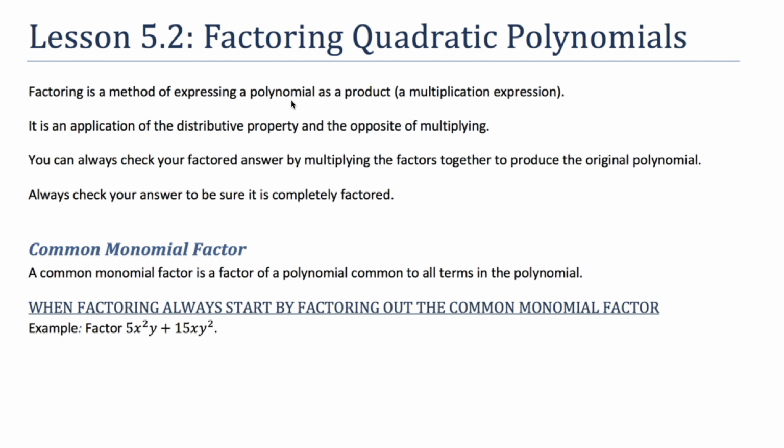So it's an application of the distributive property. It's kind of undoing multiplying. So it's called factoring, splitting things into factors. The nice thing is once you're finished, you can always check your answers by multiplying it back out using the distributive property or using the idea of FOIL.